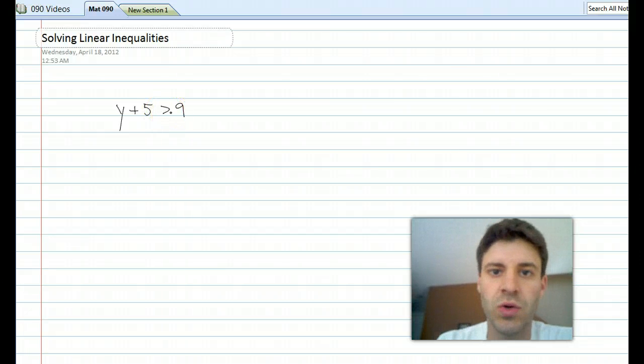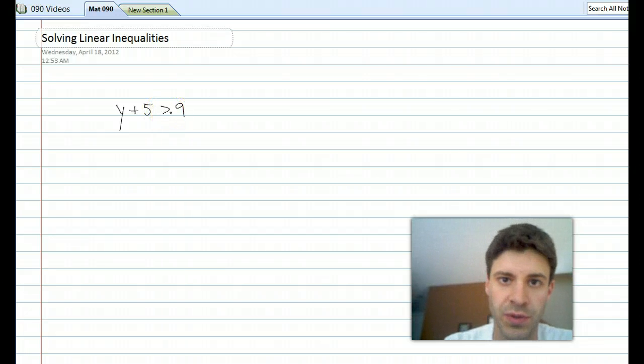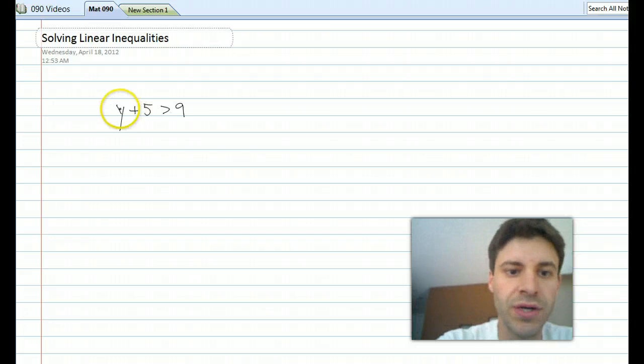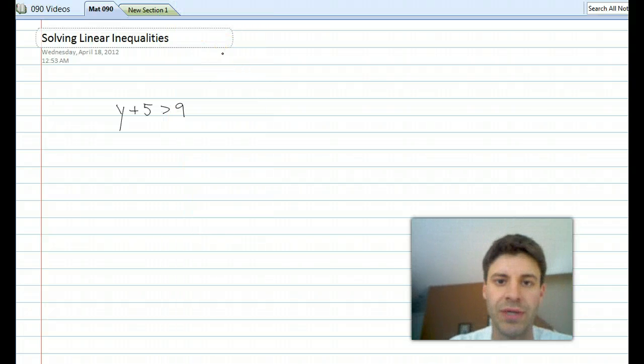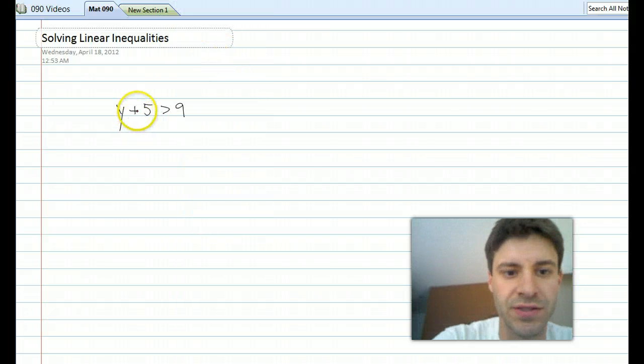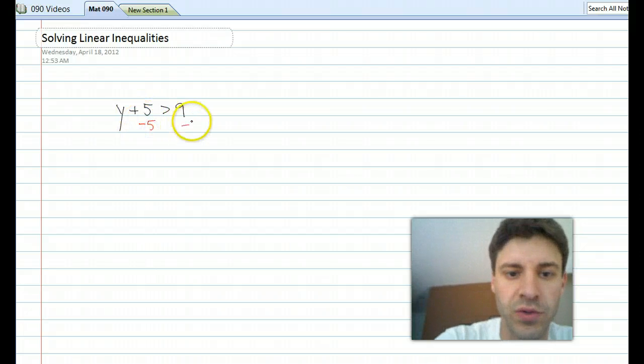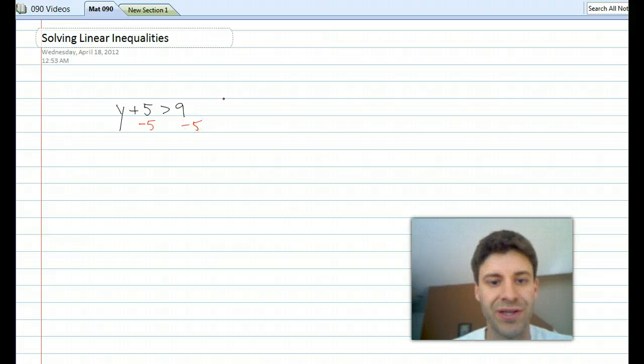We solve these equations pretty much the same way for the most part. There's going to be one exception that we'll talk about later. But for now, we want to get y by itself. Y is our unknown, and we want to get y by itself. The way that we do this, since 5 is being added to y, we're going to subtract 5 from both sides of the inequality.